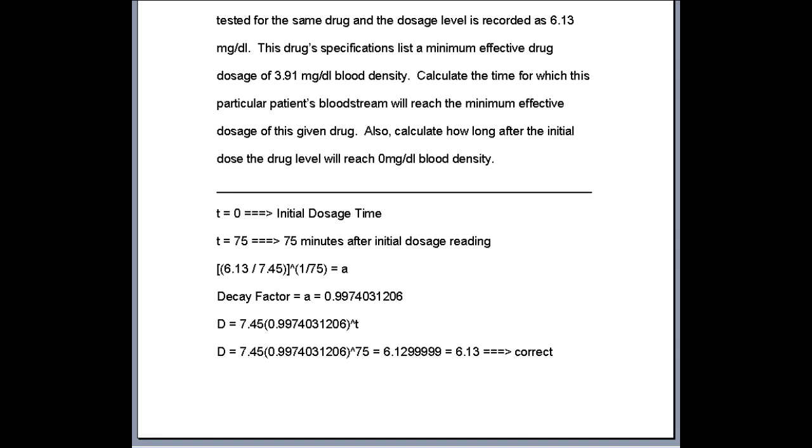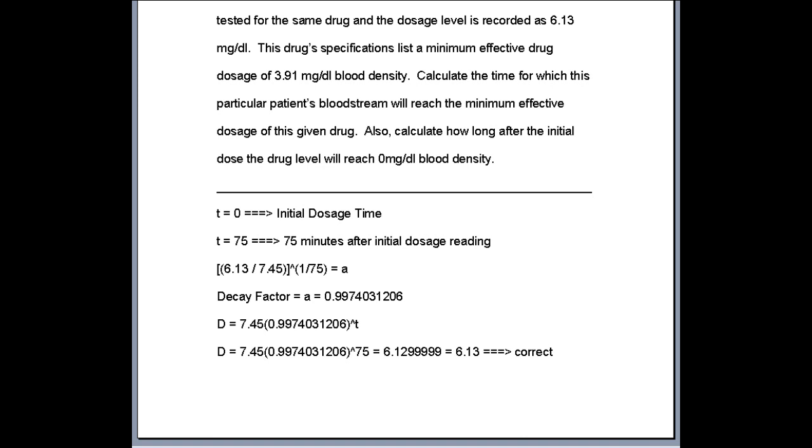So we just take 6.13, divide it by 7.45, whatever that equals, and take that to the exponent of 1/75th. Then you have your decay factor established at 0.9974031206. For precision's sake, not accuracy, but precision, use the untruncated full factor. Try not to truncate it, especially with drug calculations, so as to keep the tolerances as close and tight as possible. We can get one or two decimal places rounded on the final answer.